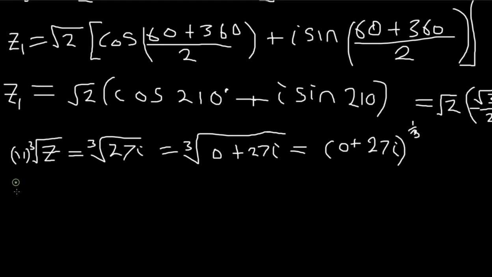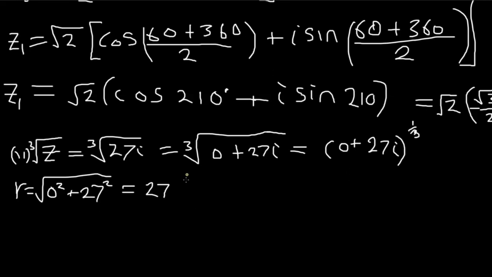So we find r, the magnitude of that complex number. r is going to be the root of x squared, so meaning 0 squared, plus 27 squared, which will just give you 27 as your answer. So this is the magnitude of that complex number. Then apart from that, we also have to find the argument.